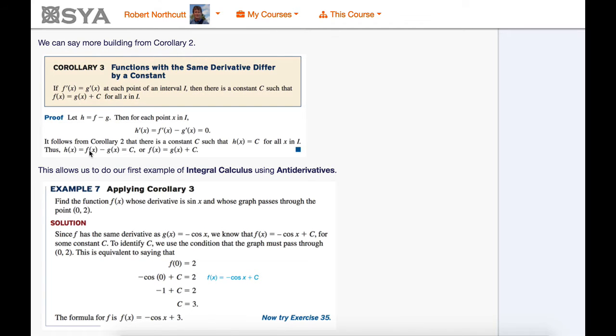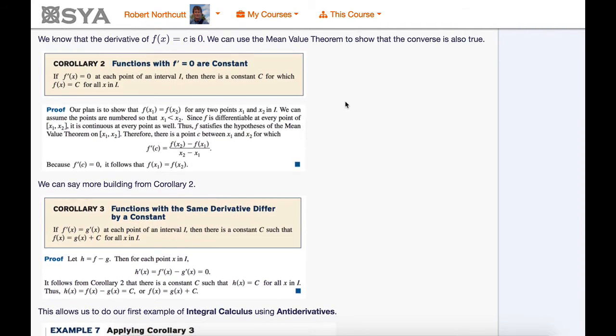But h is f minus g, but that equals a constant, and so therefore f must equal g plus a constant. Very, very simple proof, but it can be confusing as you're working through it. So I would read through that. So we have two additional corollaries.